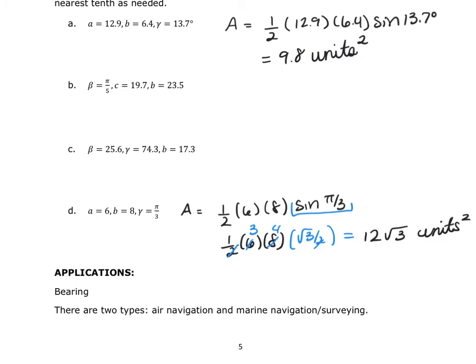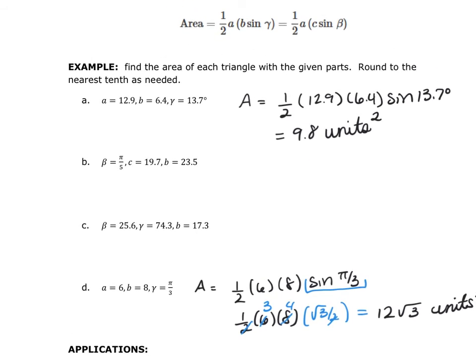B and C are not nice, easy peasy, lemon squeezy because I have beta and B on both of them. What I need is either angle alpha or I need side A on the first one. So I'm going to have to do some work before I can jump right into the law, the way that we define the area.